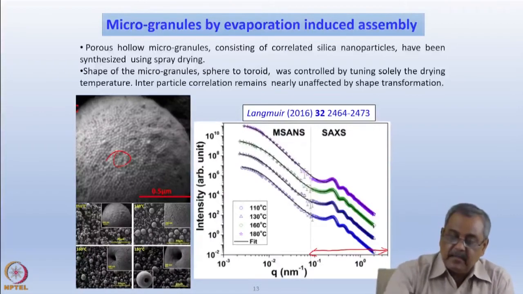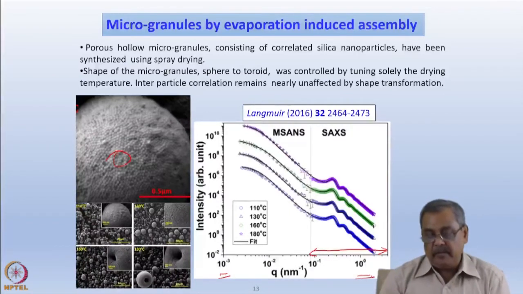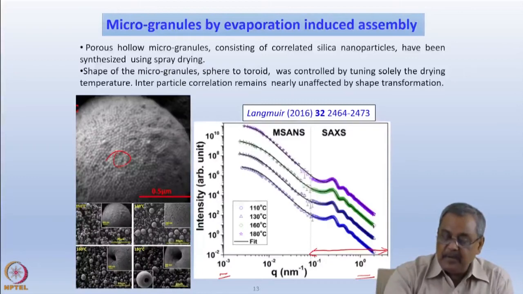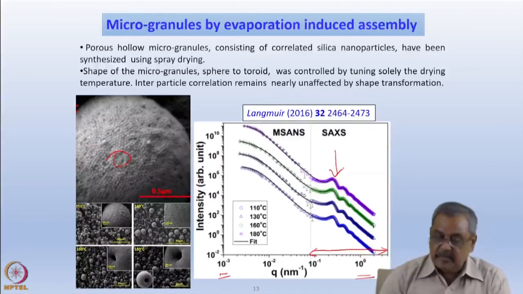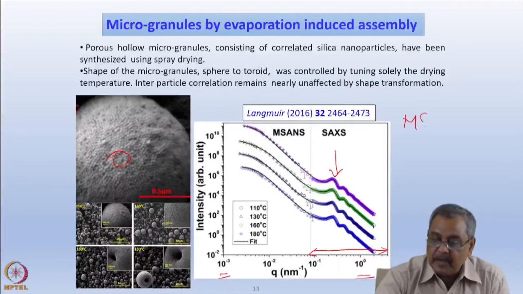So this data and this data are stitched together, and you can see that we have covered a very large Q range, 10 to the power minus 3 nanometer inverse, that means 10 to the power minus 4 angstrom inverse, to 1 angstrom inverse. In the overlap region, we basically scale the X-ray data and also scale the error functions. And then we get a continuous curve. So this is the matching of SANS with SAXS.